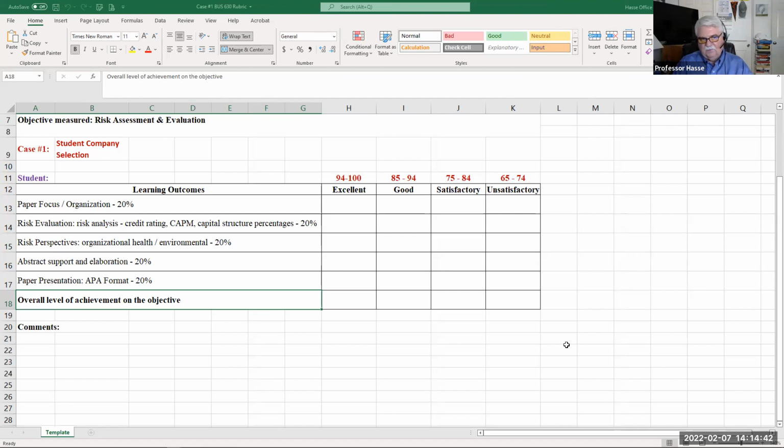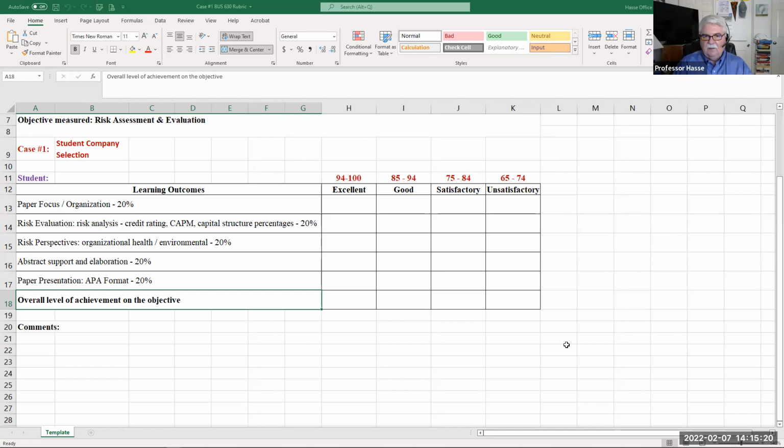The risk perspective, how do you answer the organizational environmental risk of your company? In other words, how do you provide backup to this material? What are your references? Is it just you thinking about what the company's about, or do you actually go out and find some information? What is your support and elaboration of this? And finally, the overall presentation of the paper. Do you follow along the double spacing of your text? Do you follow along the font and all that? The format and overall presentation of your work.